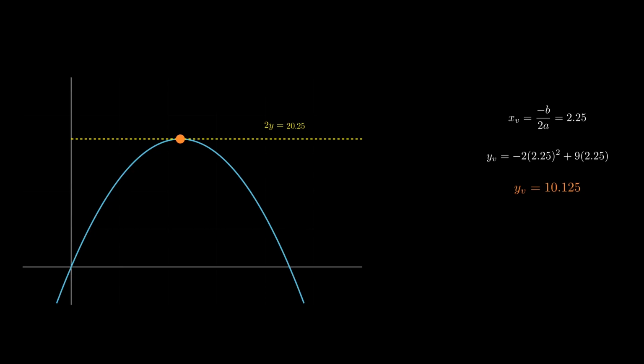Since the original line equation is 2y equals c, we simply multiply our peak y value by 2 to solve for c. This leads us to our final grid-in answer of 20.25, whether we look at it graphically or solve it algebraically. The peak is the only point that satisfies the condition.